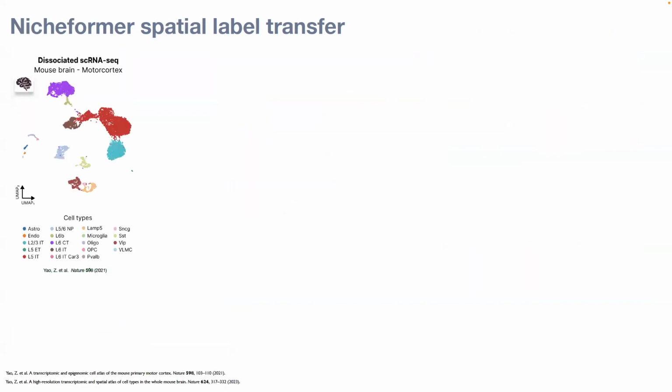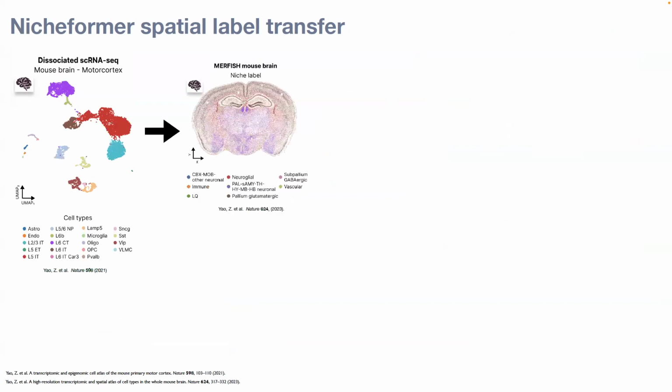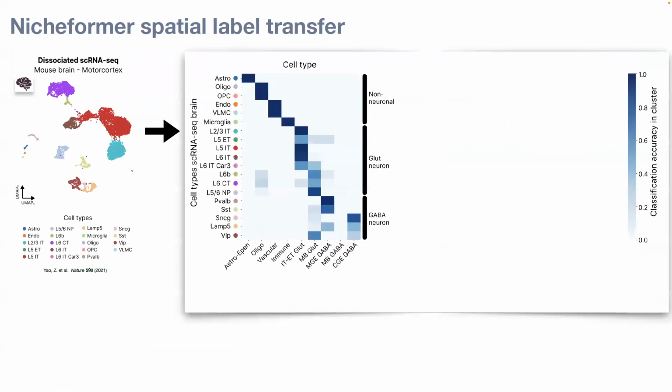And now the interesting part comes. We went back to a data set measured in a specific region of the brain, and we asked the model, can you tell us where those cells need to be placed in space and what's their neighborhood structure? So we went ahead, we ran inference on Niche Former, and we saw that all these cell types are quite nicely mapped to their respective spatial cell.